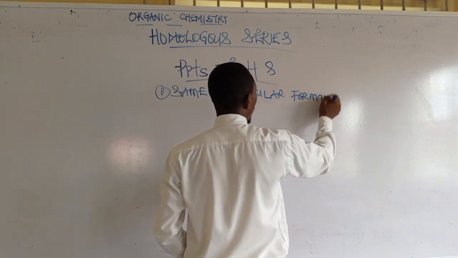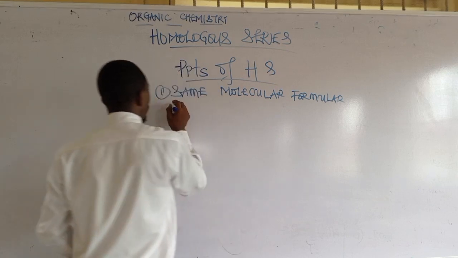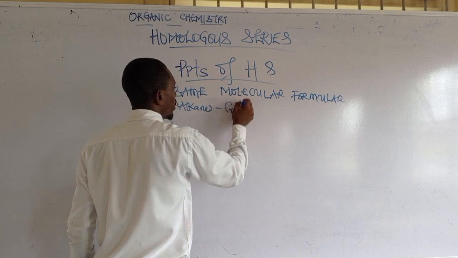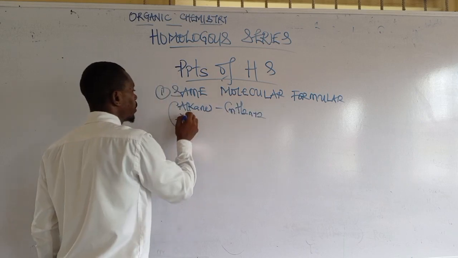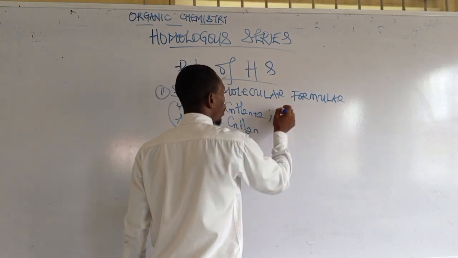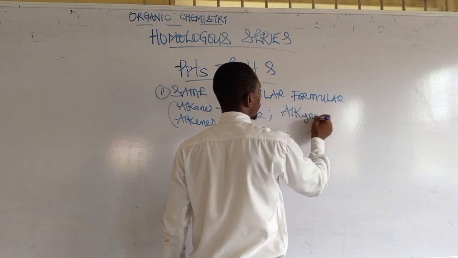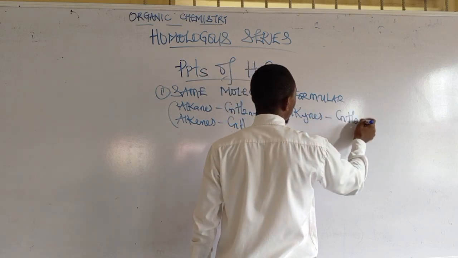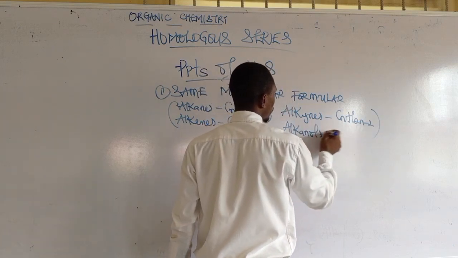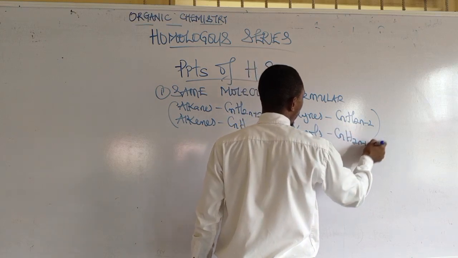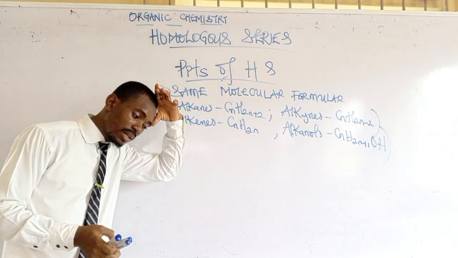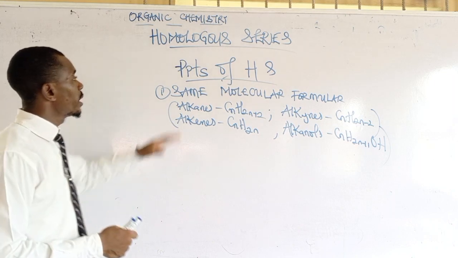For example, all the alkanes, the formula is CnH2n plus 2. All the alkenes, CnH2n. All the alkynes, CnH2n minus 2. All the alkanols, CnH2n plus 1 OH. There are also other series, but we just highlight a few of them here. So that's one.